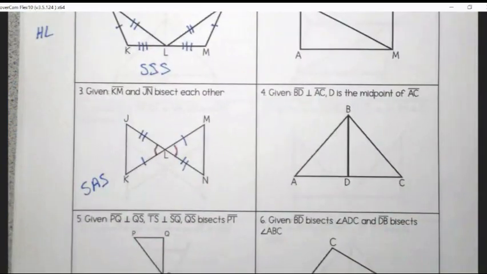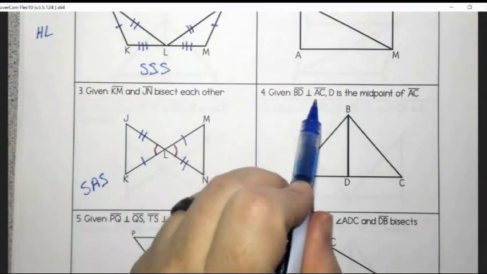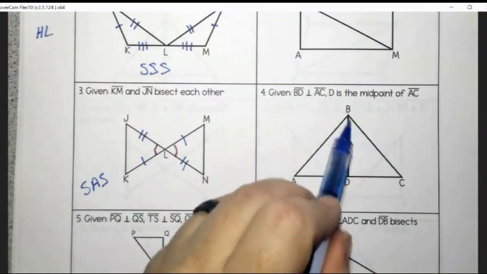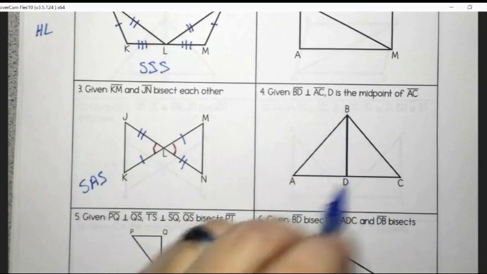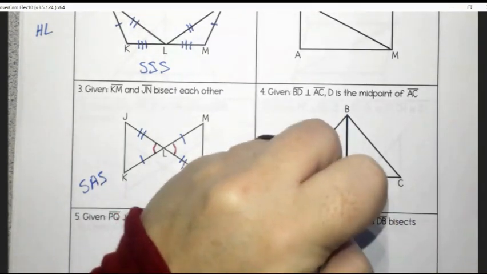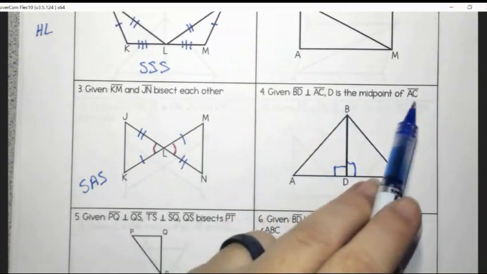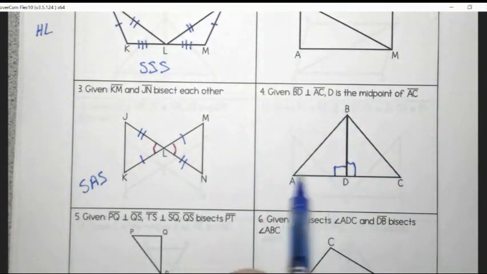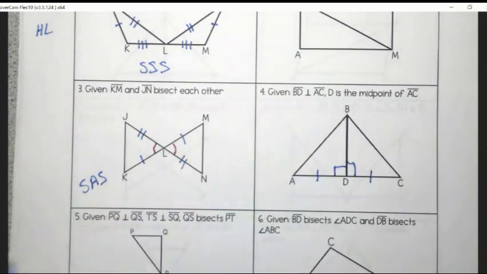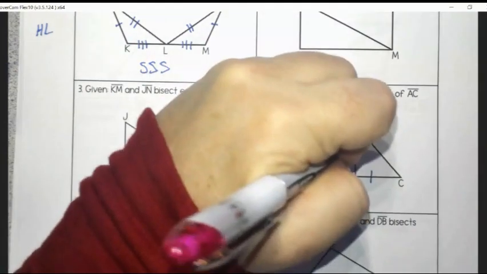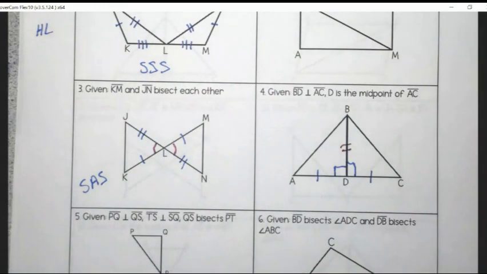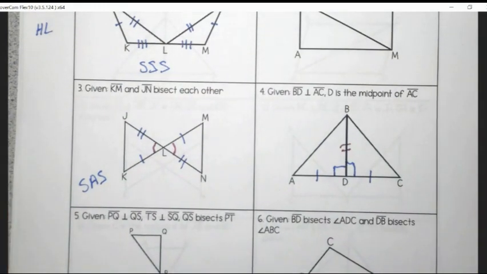Okay, the next one, it says BD is perpendicular to AC. So that means these 2 are perpendicular. They make a right angle. So that is a right angle on both sides. D is the midpoint of AC. D is right in the middle, so these have to be the same. And that's all you can write with the given information, but you should have noticed that these 2 triangles share a side, so I can mark that that side is congruent to itself. Now I have 2 sides and an angle mark.